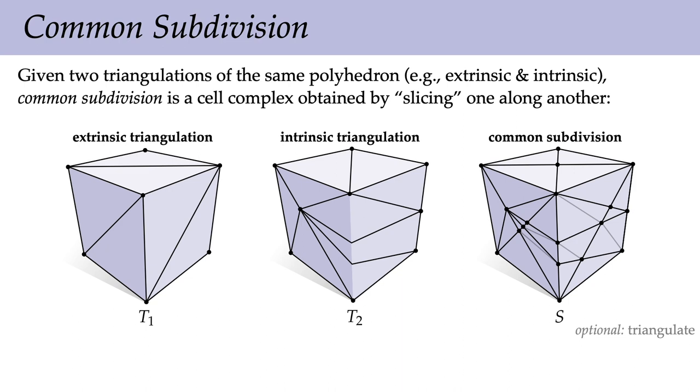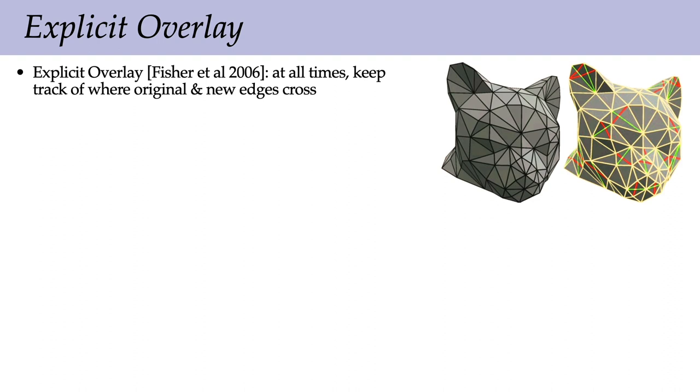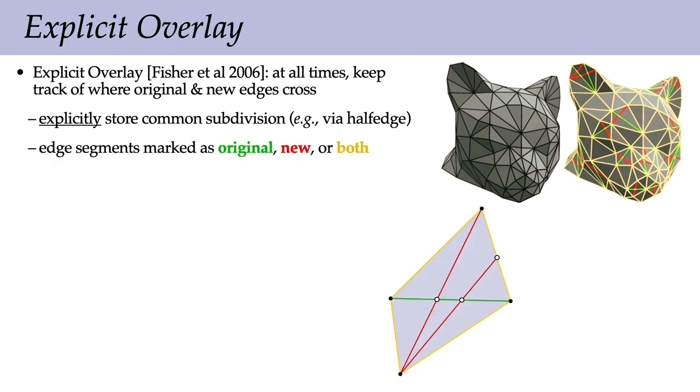Now, for a lot of things we want to do, it's also not enough just to know S, the common subdivision. We also need to know which elements came from which triangulation, how they cross, how to transfer data between them, and so on. So the first data structure is what we'll call the explicit overlay. The idea is that at all times, we're going to keep track of every location where original and new edges cross, and we're going to explicitly store all this information in the common subdivision represented by a half-edge data structure. In addition, we're also going to mark each segment of this common subdivision as either original, new, or both. The crossing locations are also stored in 1D barycentric coordinates.